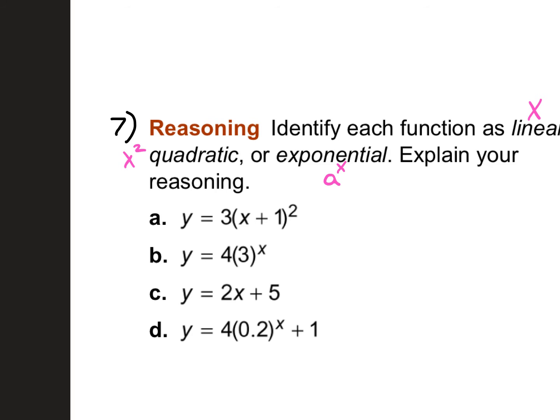So let's look at a. What do we think this is? Linear, quadratic, or exponential? Is x in the exponent? No. But we do have an exponent, so it's quadratic, because this x is squared. What about b? What do we think? Exponential, because the x is in the exponent.